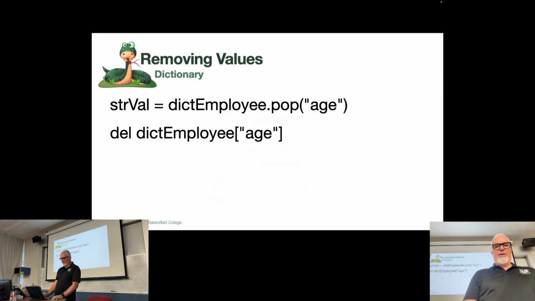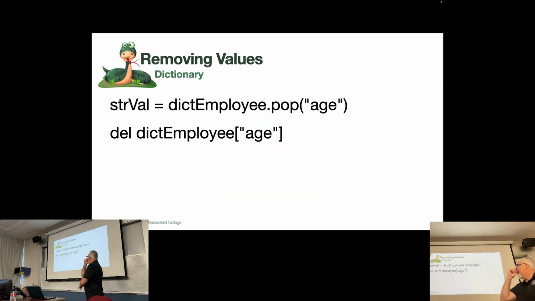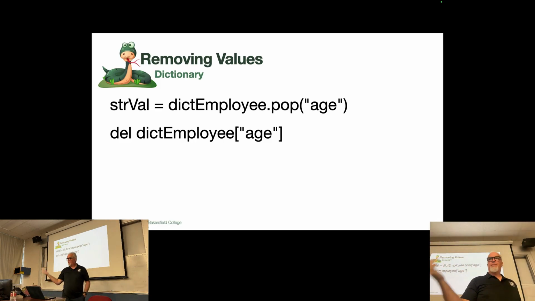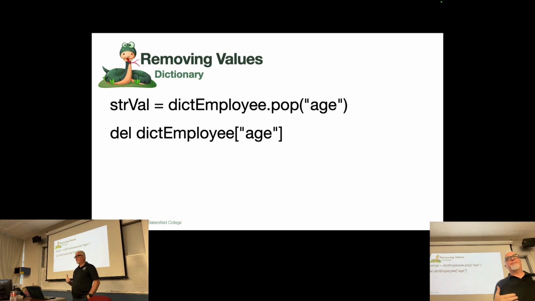Let's talk about removing values. Once again, we can use the same method. The dictionary object has a pop method, just like the list does, which will take the key that we want to pop. So remember, pop actually removes the value from the dictionary and returns it.